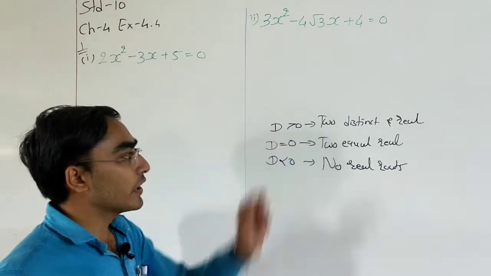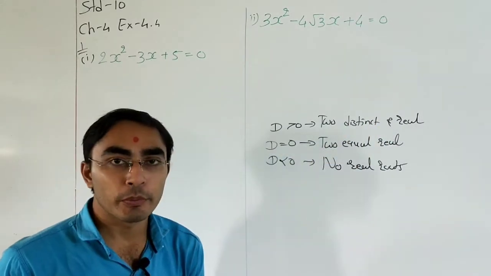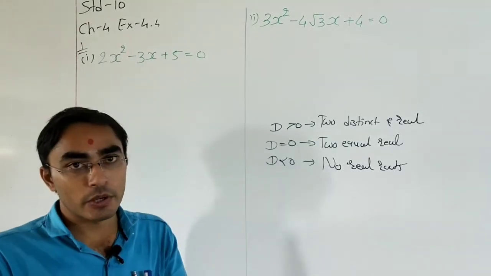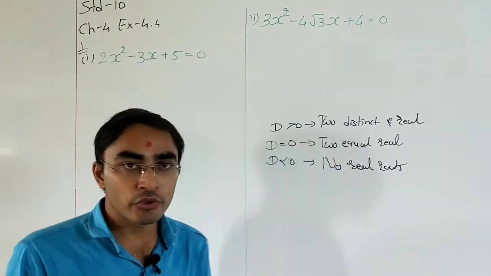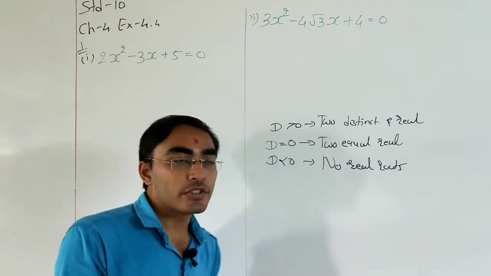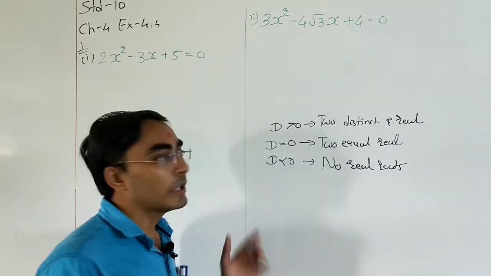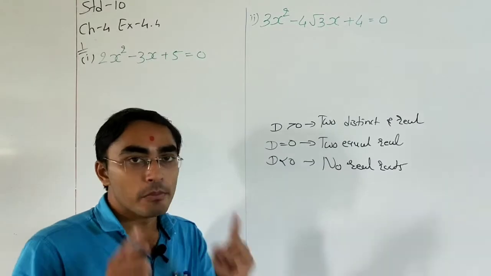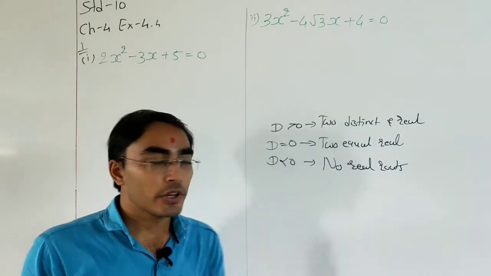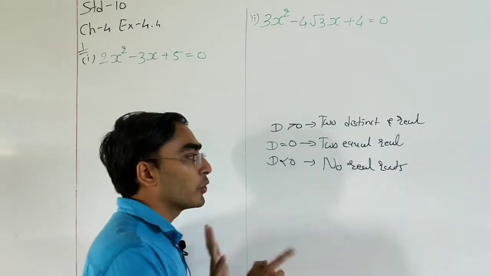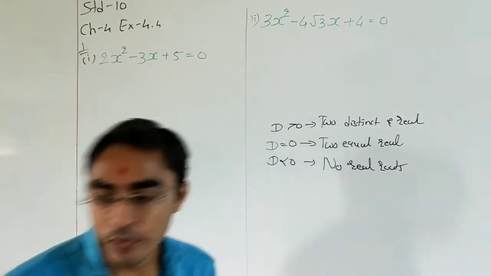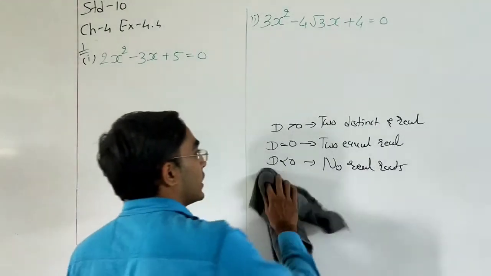If your discriminant D is greater than 0, then two distinct real roots are possible. That means your roots exist. You need to find the roots of the quadratic equation. If D is equal to 0, then two equal real roots, that means roots exist here too, so we can find them by the quadratic formula in both cases. But if our discriminant D is less than 0, then no real roots are possible. That means we do not need to find them. So we need to find the discriminant D in this question.